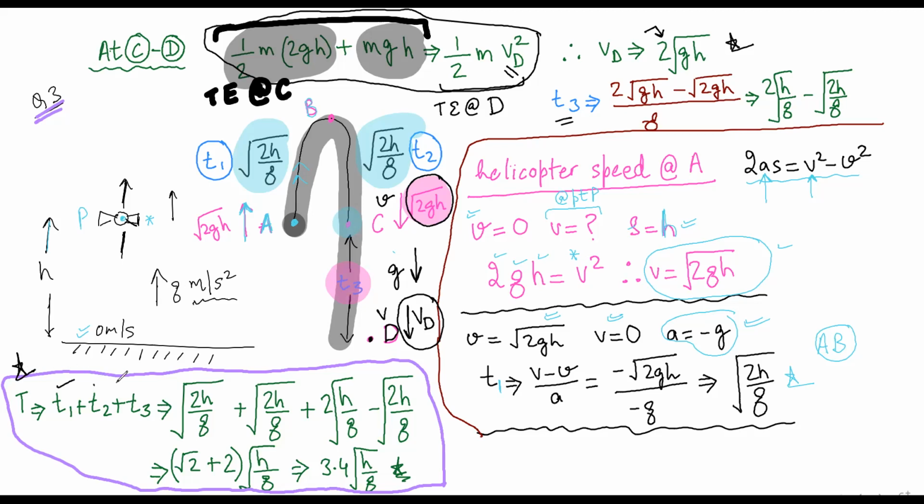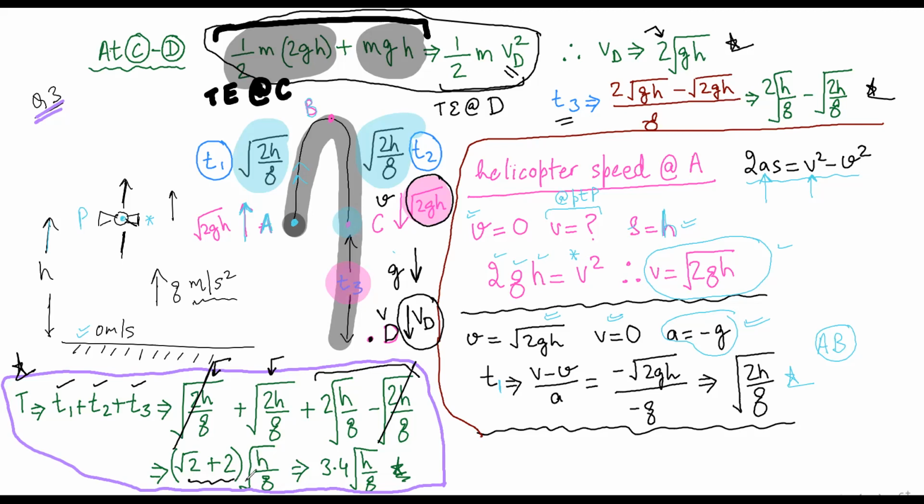I just have to substitute the values of T1, T2, T3. This is my T1. T1 and T2 are the same. And this is the calculation for T3 which I had done here. When I do this calculation, I'll realize that two terms will cancel. So this and this will cancel, and I will just be remaining with this. From here I can take root h upon g common, and I'm left with root 2 plus 2.